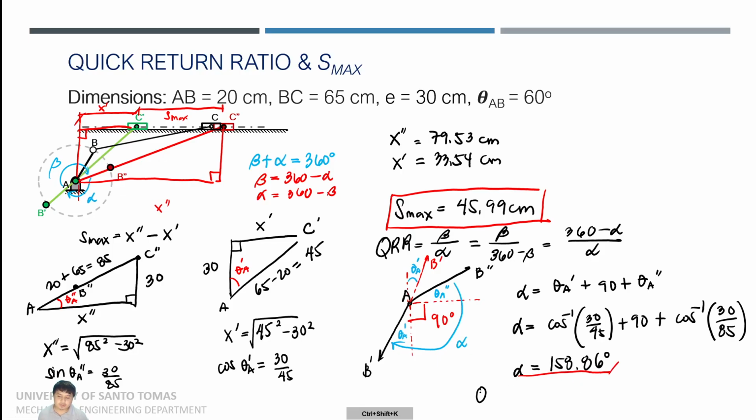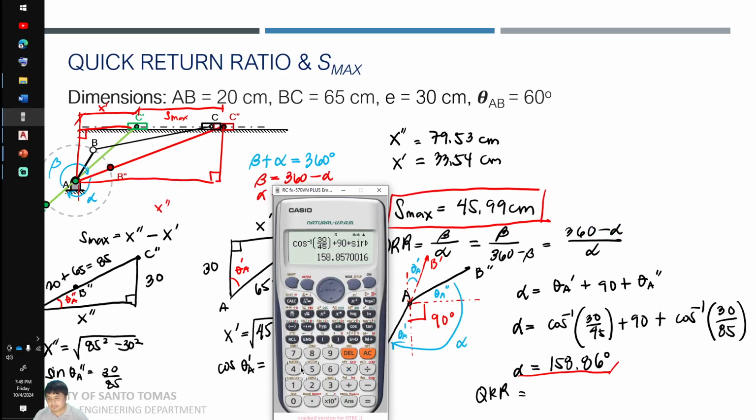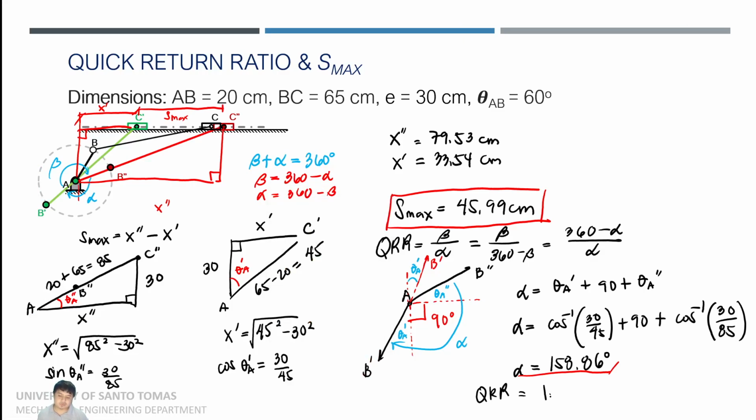Now to find the quick return ratio, we can just use this one so that we can directly solve it. You have 360 minus 158.86 over 158.86. So the answer is 1.266. So 1.266 is your quick return ratio. Okay, so that's it.